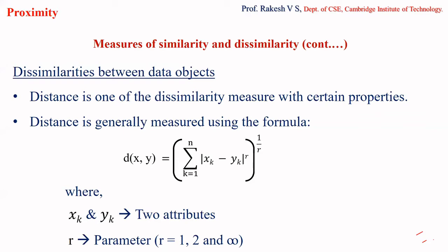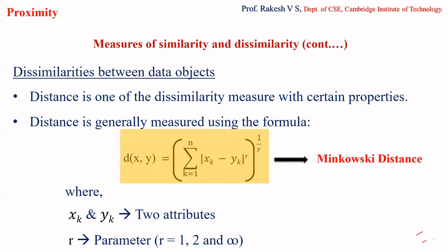r is the parameter which takes the values 1, 2 and infinity. It takes three values: 1, 2 and infinity. So what do you mean by r equal to 1? What do you mean by r equal to 2? And what do you mean by r equal to infinity? We'll see shortly. This formula is called the Minkowski distance. So the distance measure we are going to consider in case of dissimilarity is the Minkowski distance. Clear?